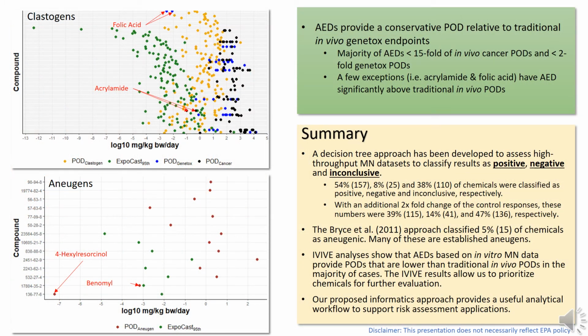In these plots, we see that the AEDs provide a conservative POD relative to traditional in vivo genotox endpoints, with a few exceptions. In conclusion, we proposed a workflow to assess high-throughput micronucleus datasets. This workflow starts by classifying the chemicals as positive, negative, and inconclusive for micronucleus, followed by IVIVE analysis to assess their potential risks. To the best of our knowledge, this approach has not been applied to micronucleus datasets.